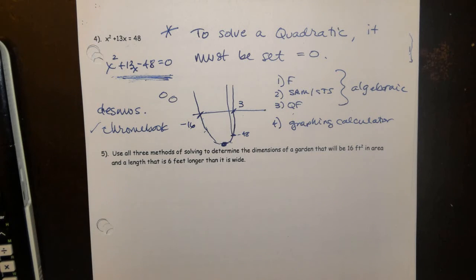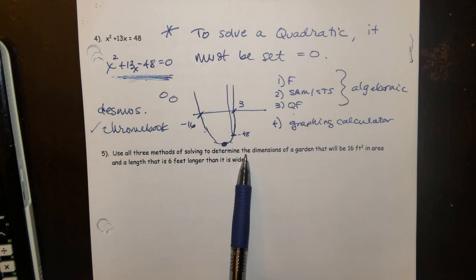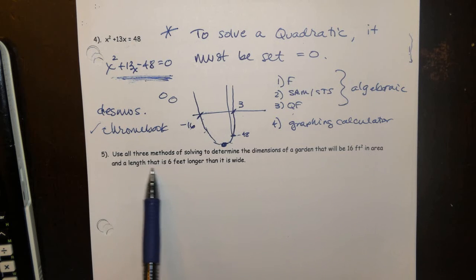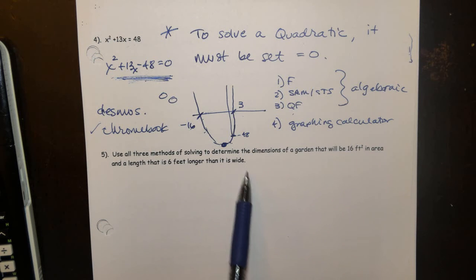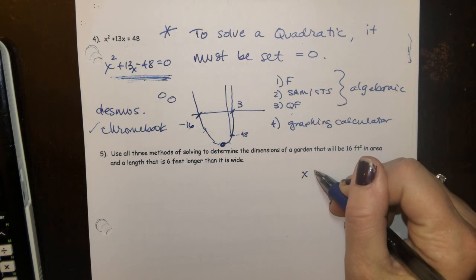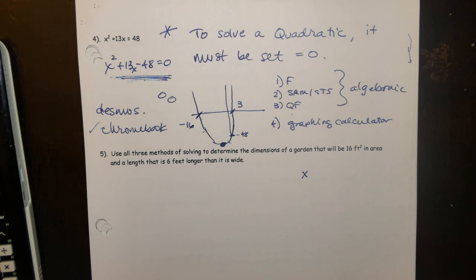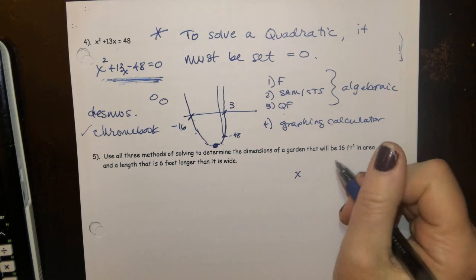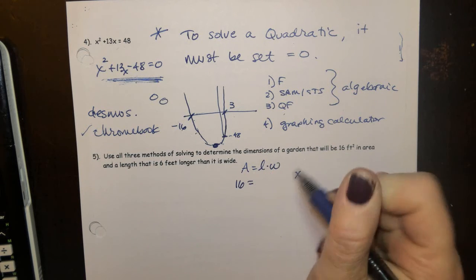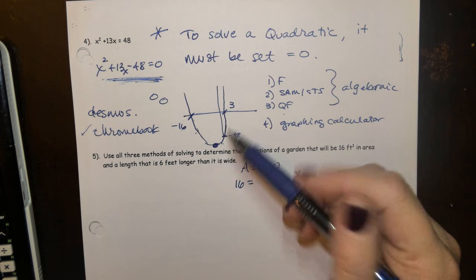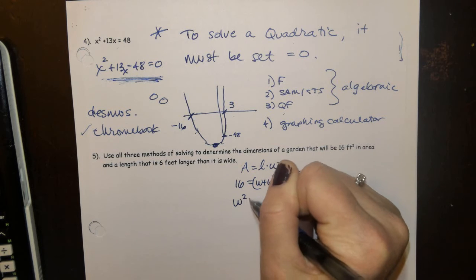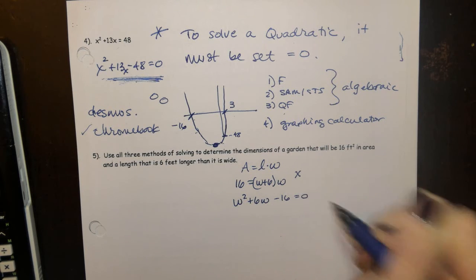In this remote setting. So use all three methods of solving to determine the dimensions of a garden that will be 16 square feet in area and a length that is 6 feet longer than it is wide. Let's set this up. 16 equals a length that is 6 feet longer than it is wide. So w squared plus 6w minus 16 equals 0.